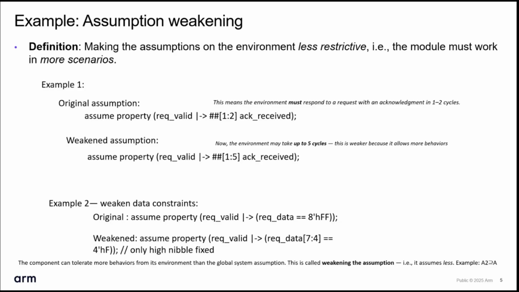Likewise, we can also weaken the assumptions using data constraints at the component level. For example, if we have the original property wherein request valid implies request data is equal to some value, say 8'hFF, we can weaken it by saying that request data bits 7 down to 4 should have some value, and the rest I don't care. This means that the components can tolerate more behavior from their environment as we go down from system to component. This is used in the concept of refinement, which I described in the previous slide.